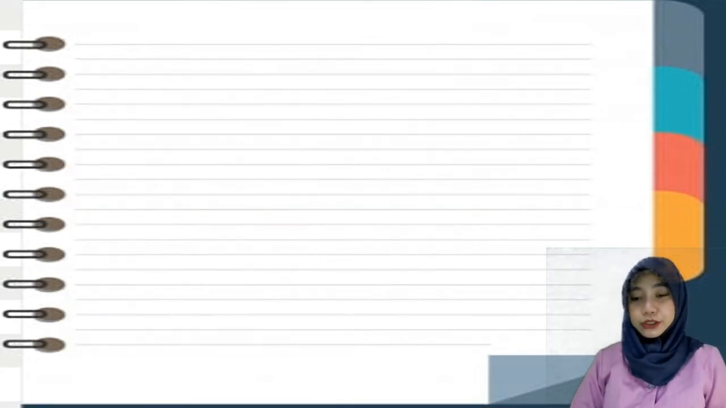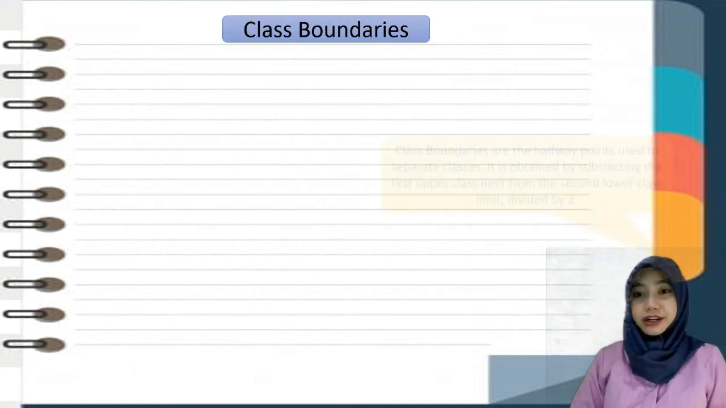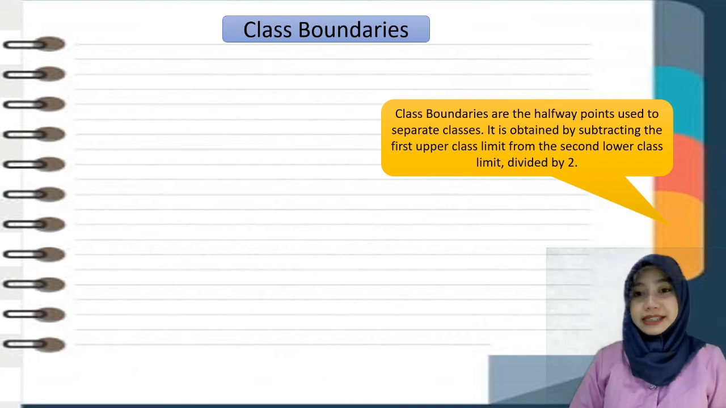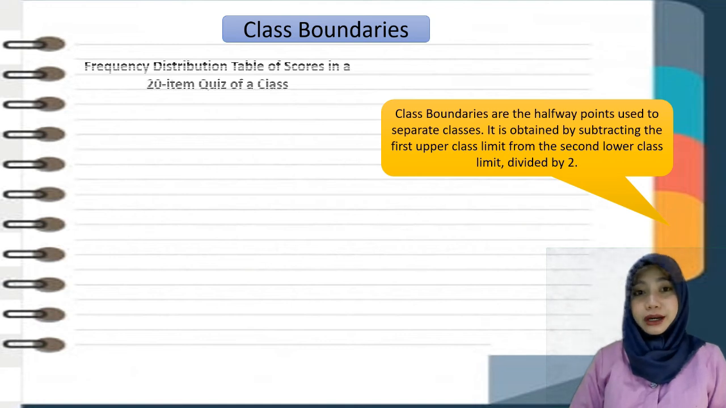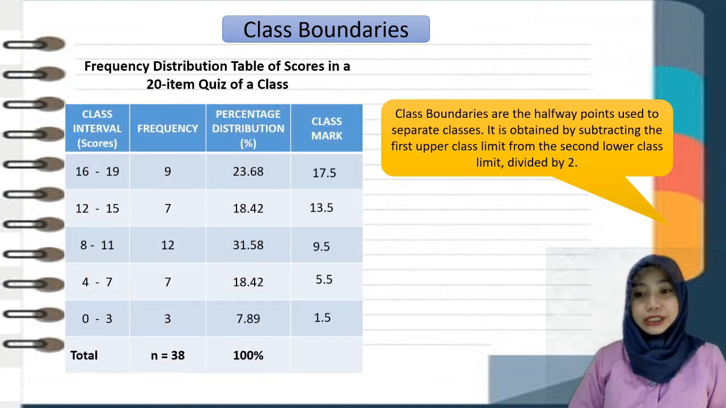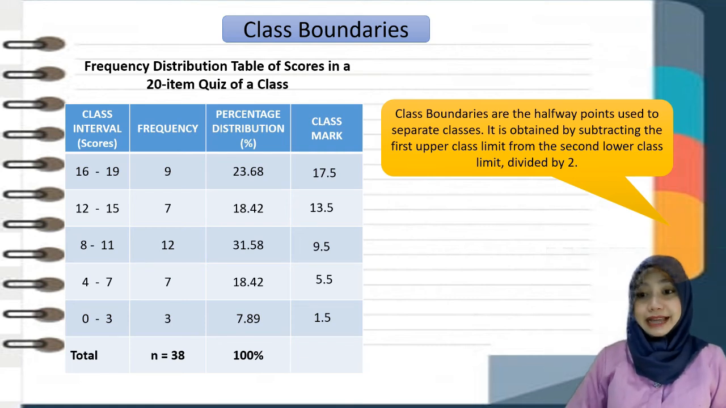Next is the class boundary. What are class boundaries? Class boundaries are the halfway points used to separate classes. It is obtained by subtracting the first upper class limit from the second lower class limit divided by 2. Now let's go back to the table of the scores in a 20-item quiz of a class. We have again the class interval or the scores, the frequency, the percentage distribution, and a while ago we have completed the class mark. Now let's complete this table by adding the class boundaries.